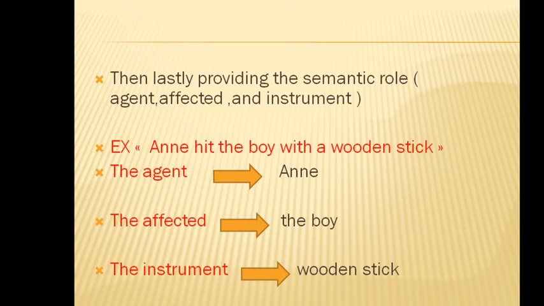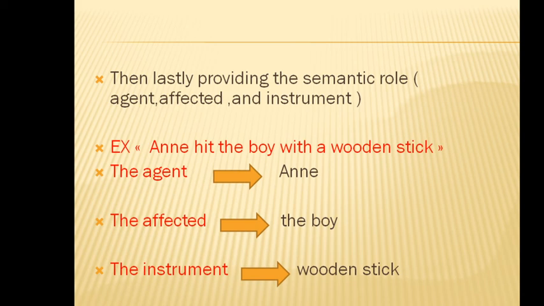Then lastly, we provide a semantic role. That is to say, who is the agent, who is the affected, and what is the instrument. For example, Anne hit the boy with a wooden stick. The agent here is the doer doing the action. In our case, Anne is the agent. She's the one performing the act of hitting and bludgeoning the other boy. Well, very horrific, don't imagine the situation.